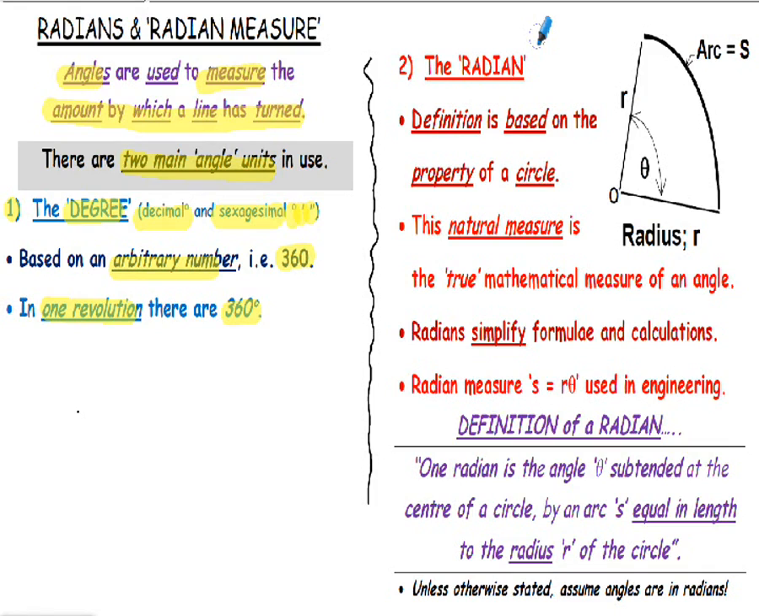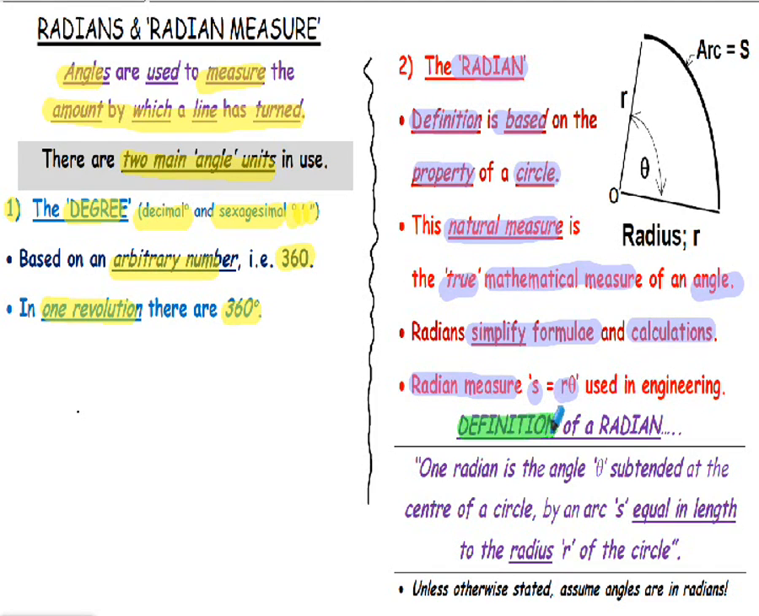In other words, in one revolution, there are 360 degrees. However, with high-level mathematics study and high-level study in both science and engineering, often the radian is used as an angular measure. Unlike the degree, it's not based on an arbitrary number, for example 360. The definition of a radian is based upon the property of a circle. The radian is sometimes termed the natural measure or the true mathematical measure of an angle. Radians help to simplify formulae and calculations. The radian measure formula that we'll be using is S is equal to R multiplied by theta.